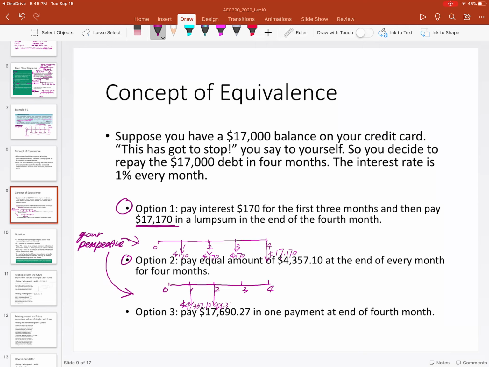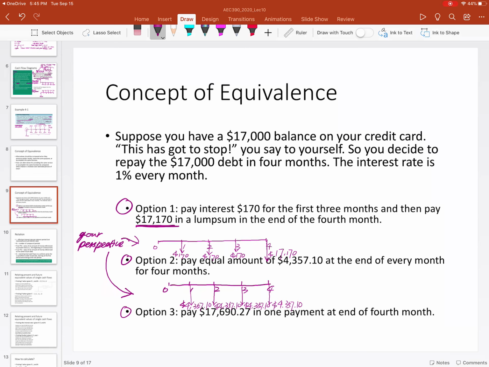4357.1. Again, 4357.1. Again, 4357.1. Do that again because it said at the end of every month for 4 months. So you do that again at the end of the 4th month. In the end, you pay off the debt.